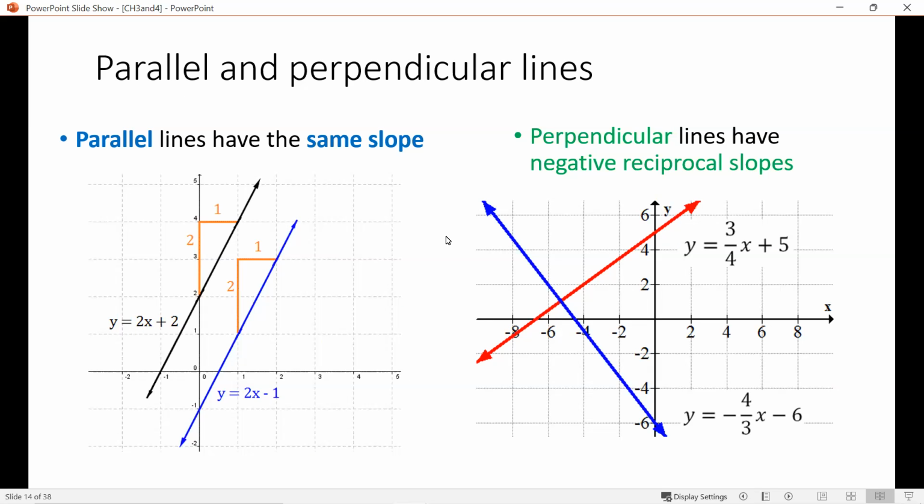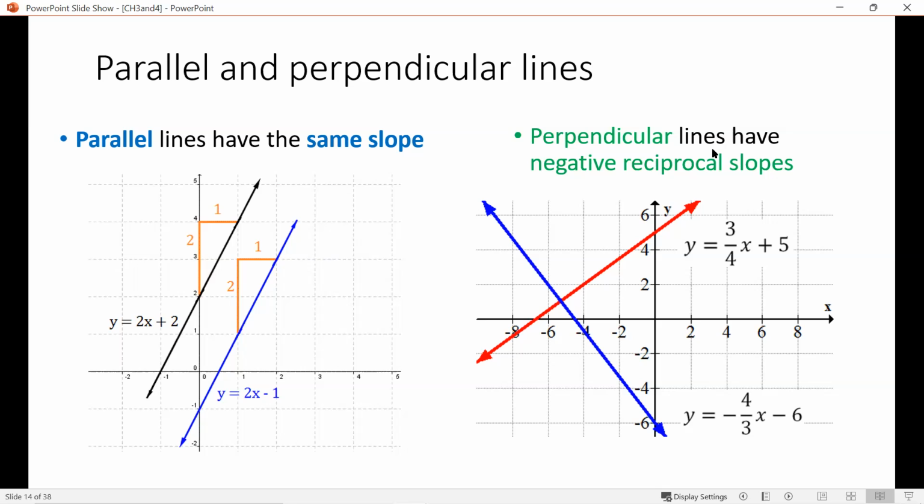Let me just explain parallel and perpendicular lines. On the left here, we have parallel lines. Parallel lines have the exact same slope. Okay. So in these 2 equations, y equals 2x + 2 and y equals 2x - 1, these lines have different y-intercepts, but the same slope, and for that reason, they run parallel to each other.